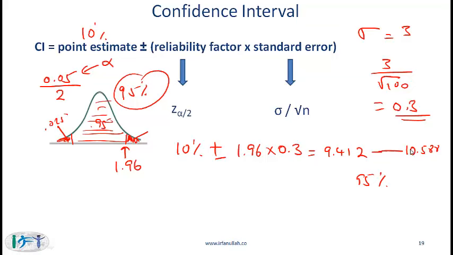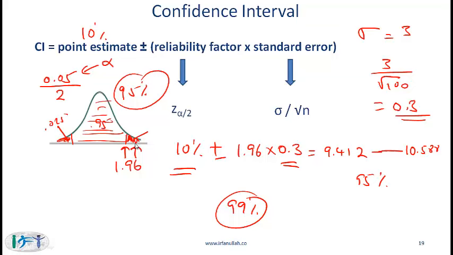Now, as I was saying earlier, what if you are asked to give a range with 99% confidence? Notice that the point estimate will stay the same. The standard error, which is sigma over root n, will stay the same. But if you are operating with 99% confidence, then the Z value is going to increase.